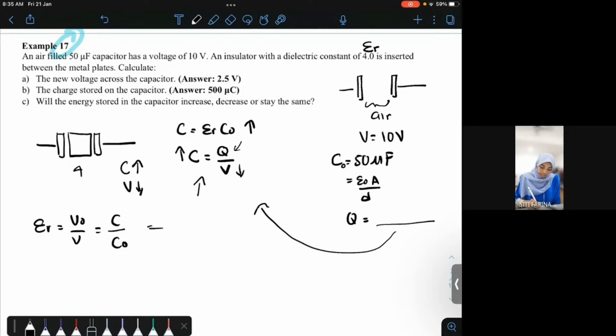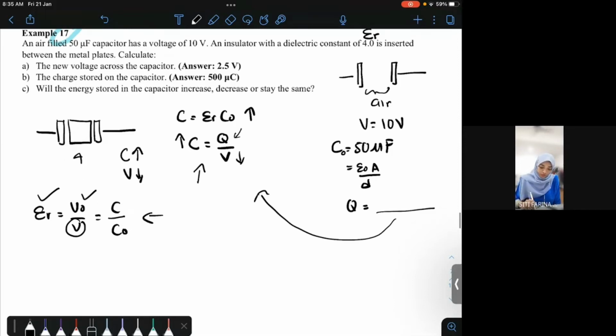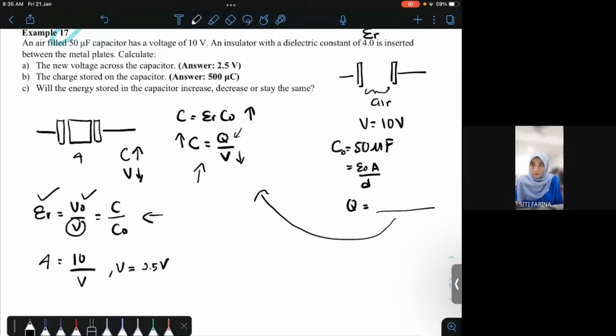So using this information here, we are going to straight away find our new V because we have epsilon R and V naught. Our V naught is 10 volt, filled with air. Epsilon R, the dielectric that we insert, has a value of 4. You can find your new V. Your new V will be 10 divided by 4, which gives you 2.5. Right? So this is the new voltage across the capacitor. Okay, this new voltage is for after you insert the dielectric. Okay, next, we're going to find the charge stored in the capacitor.